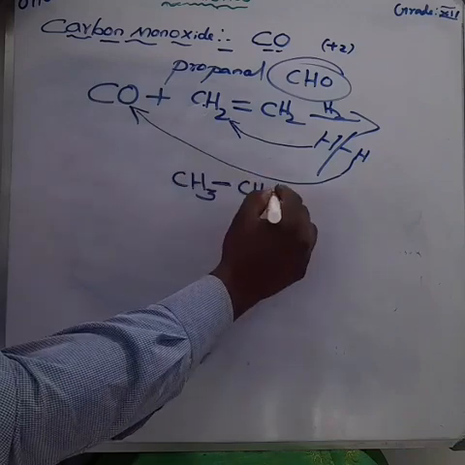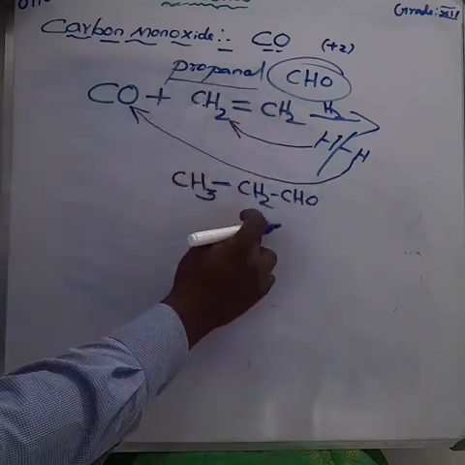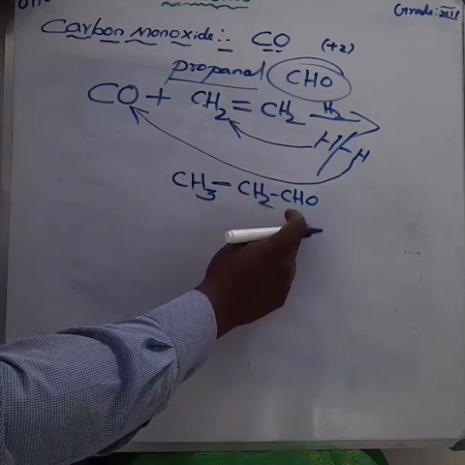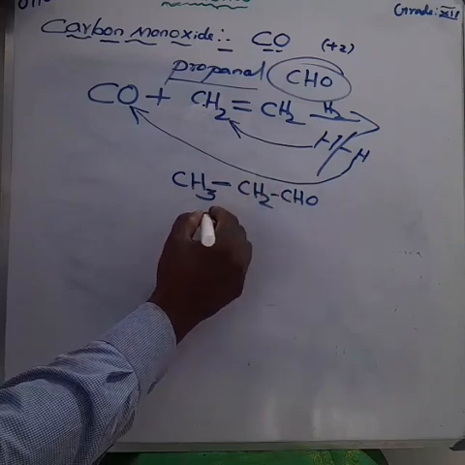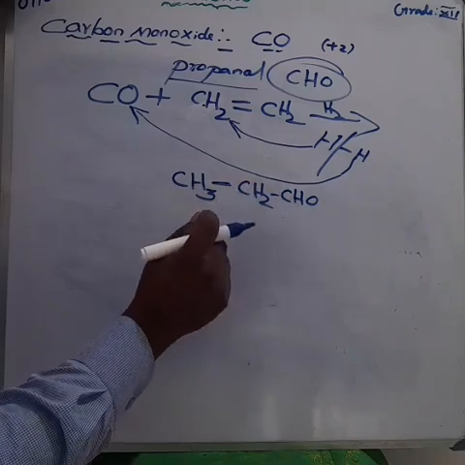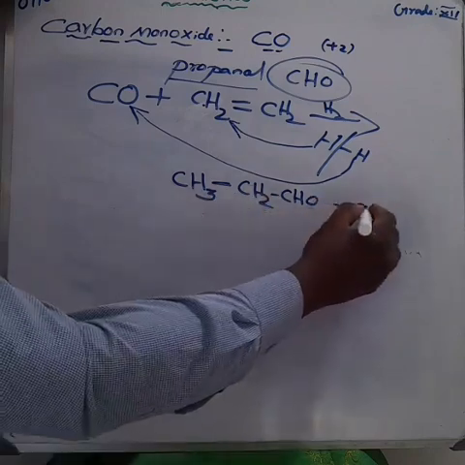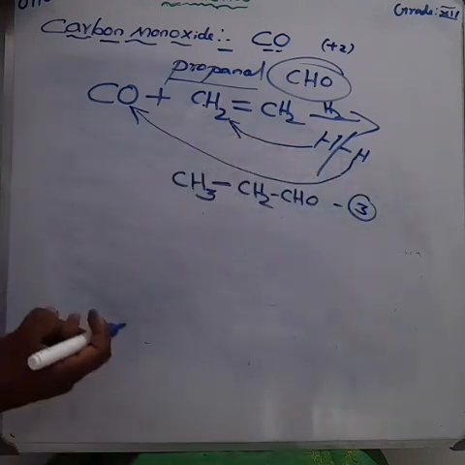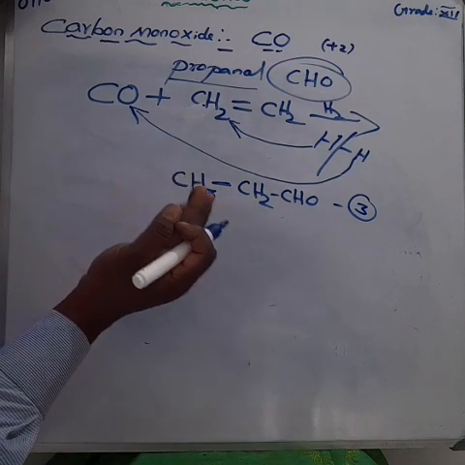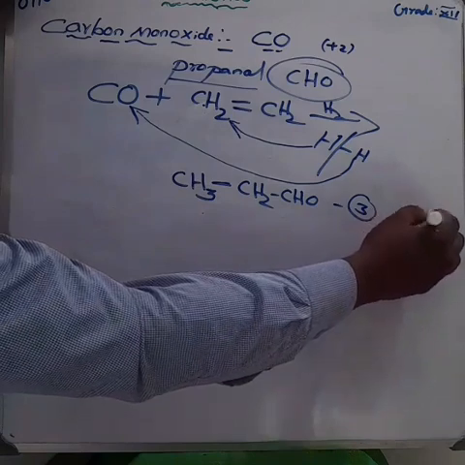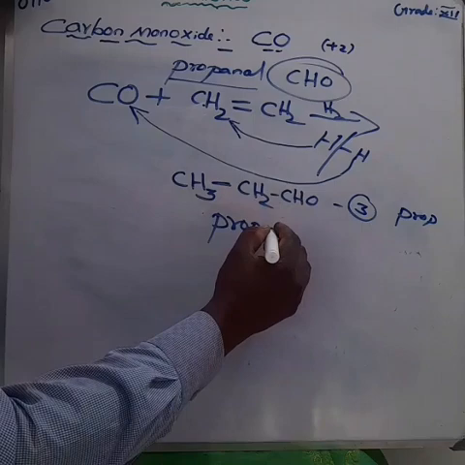What is the name of the compound? CH3, CH2, CH. How many carbons are there? 1, 2, 3. Three carbons. So what is the root word? One carbon root word is meth, two carbon root word is eth, three carbon root word is prop. Here all are single bonds, so you have to write the suffix ANE.